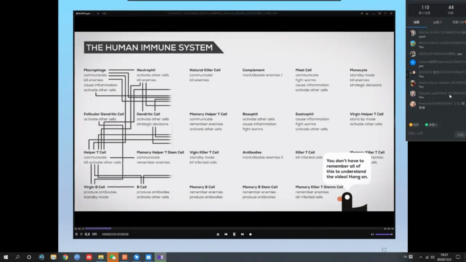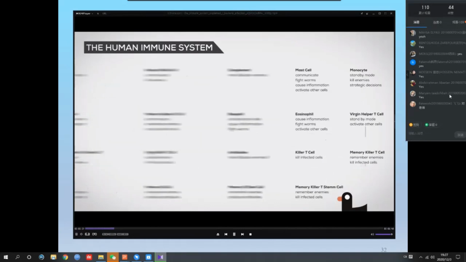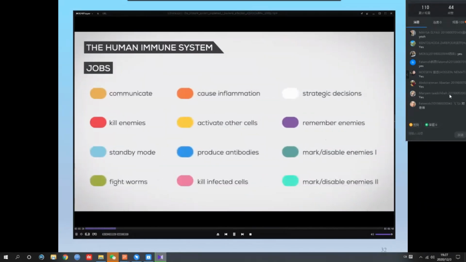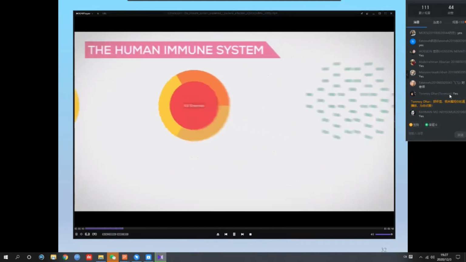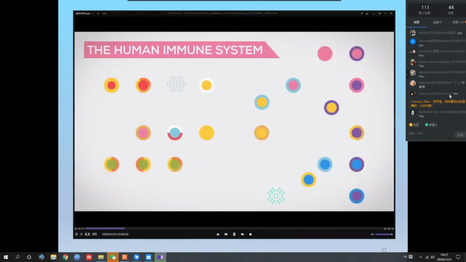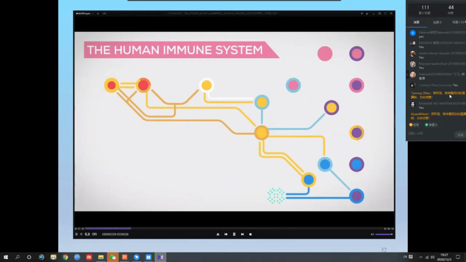Now, let's make this understandable. First of all, let's add colors to the jobs. Now, let's illustrate the cells. The central color represents the main job of the cell, while the surrounding ones represent secondary duties. Now the immune system looks like this. Now the interactions. Isn't this complexity just awesome? For this video, we will only talk about these cells and ignore the rest. So what happens in the case of an infection?